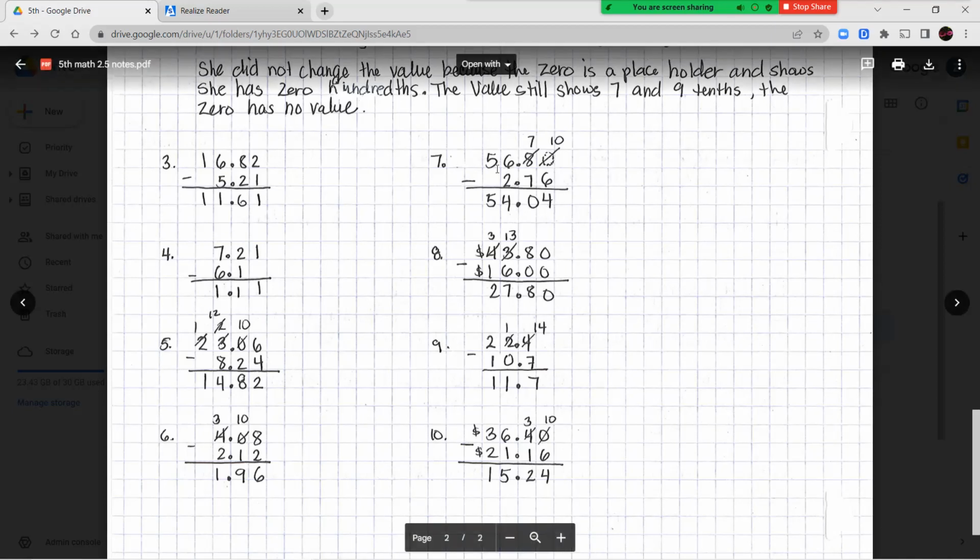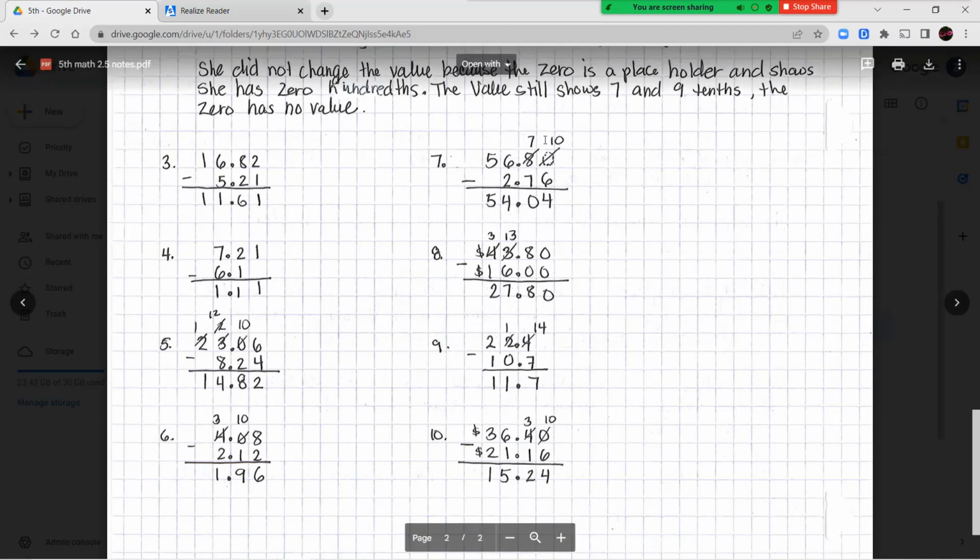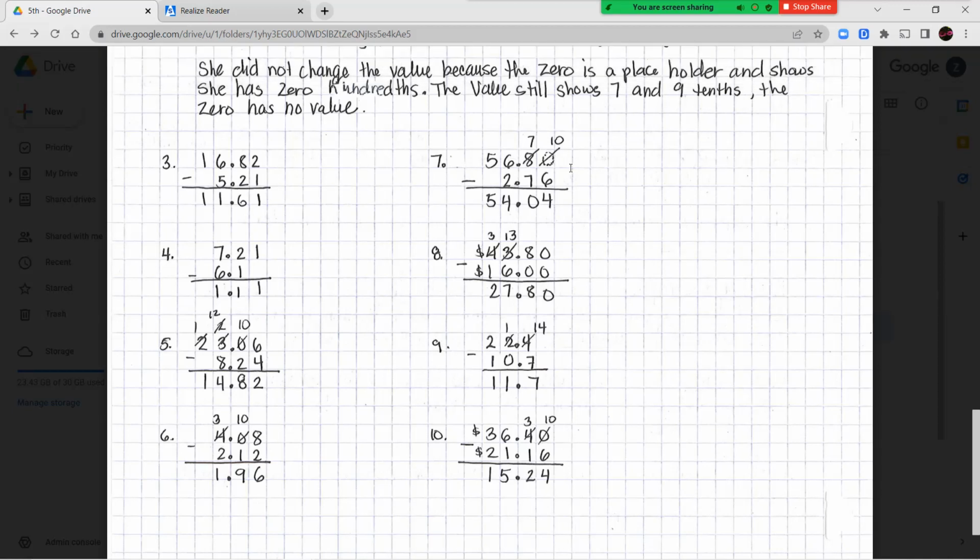Now for number 7, we had 56 and 8 tenths minus 2 and 76 hundredths. Now there was nothing here in the hundredths place for my 56 and 8 tenths, so I added a 0 placeholder. Now 0 take away 6, I couldn't do that, so I had to borrow. My 0 became a 10, and I borrowed from that 8, so my 8 became a 7. Now 10 take away 6 was 4.